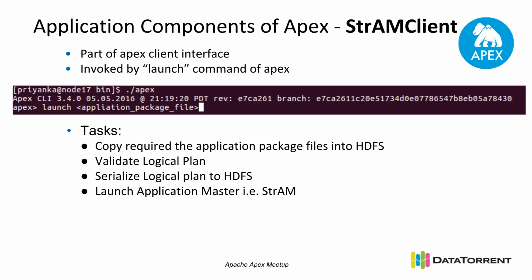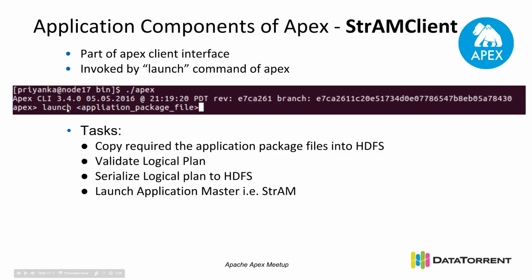I'll first talk about the StrAM client. This is actually a command line interface, and you can use it. The script we use to launch this StrAM client is called Apex. It is available in our repository, or if you install Apex, you will get this script in the bin folder. Once you start this script, you can launch your applications using the launch command. This is all you need to do to start an application.